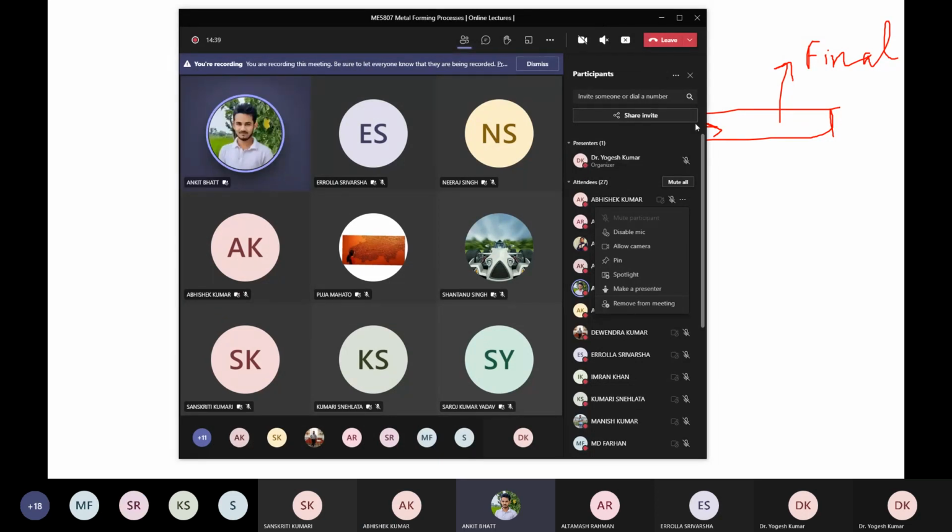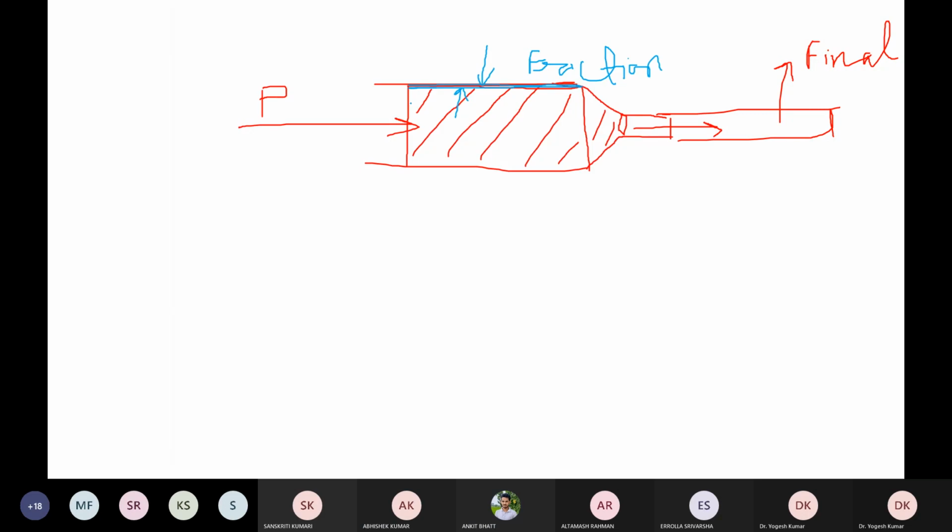Okay. Any explanation why it is undesirable? Sir, because it is opposing the motion, we want that extruded. Okay, fine. I hope it is clear to all of you, because the material is flowing in a certain direction, and your frictional force is opposing the flow of your material. So in most of the cases, the friction is undesirable, particularly talking about metal forming processes.